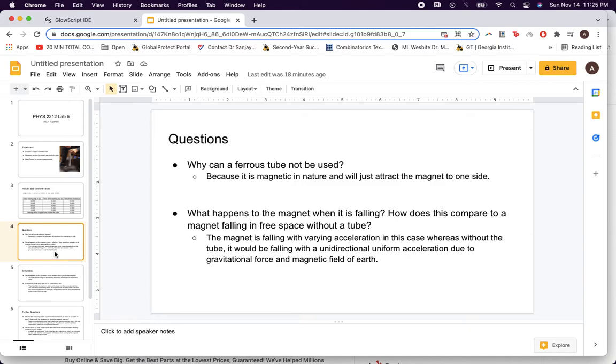Second question: what happens when the magnet is falling? As I explained earlier, the magnet slows down and it is falling with different kinds of acceleration, because as it falls, the magnetic flux changes, and the magnetic field and the magnetic forces due to the aluminum tube also change. This is contrasted to a magnet falling in free space where there's just uniform constant acceleration because of the gravitational force of Earth. Note, the magnetic field of Earth does not play that huge a role because it's very small.